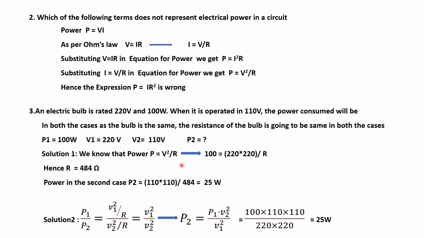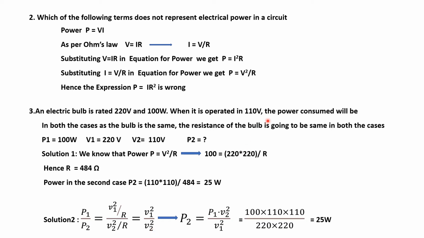This problem can be solved in a different way also. In this, we are just taking the ratio. So P1 divided by P2, that is, the power consumed in the first case divided by the power consumed in the second case, is equal to V1 squared divided by R divided by V2 squared divided by R. In both cases, resistance is the same, so R gets cancelled. So we have V1 squared divided by V2 squared.